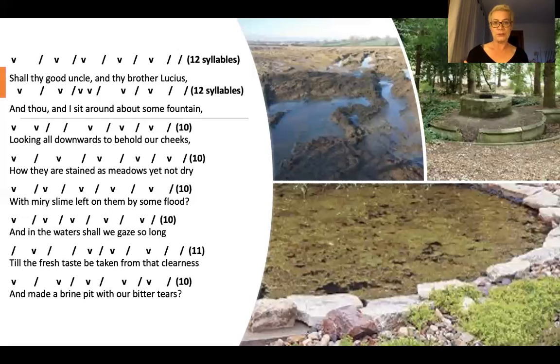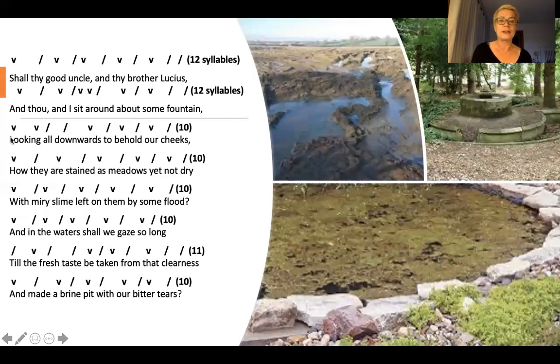These principles of scansion absolutely apply to lines with 11 beats or 12 beats, but there will always be slight variance. And I want us to have a little think about how these variants can actually change the way that we can manipulate the verse. So we've got regular verse all down here. "And thou and I sit round about some fountain," the extra syllable.